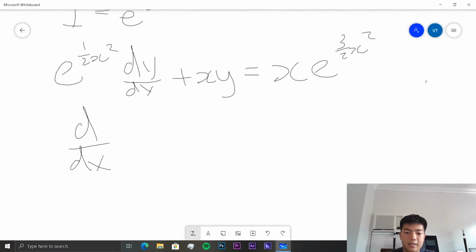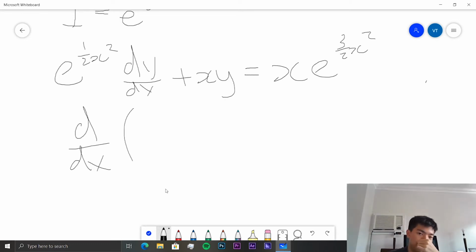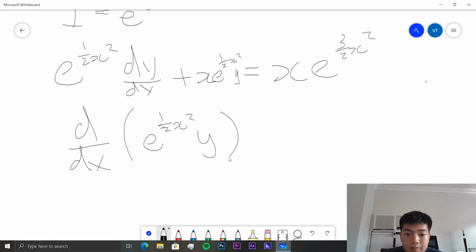So if we get d over dx, this is equal to e to the 1/2 x squared y. We have to multiply this too, so x times e to the 1/2 xy. So we get this is equal to e to the 1/2 x squared y is equal to x e to the 3/2 x squared.